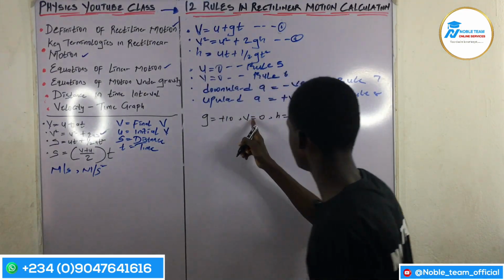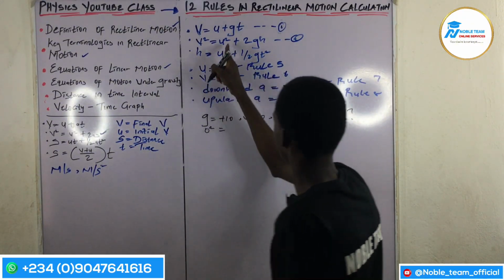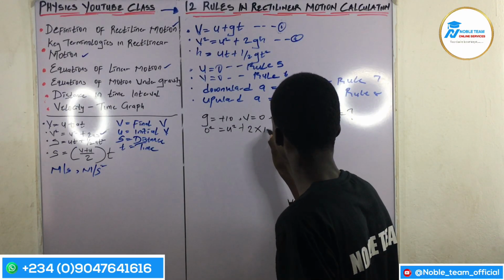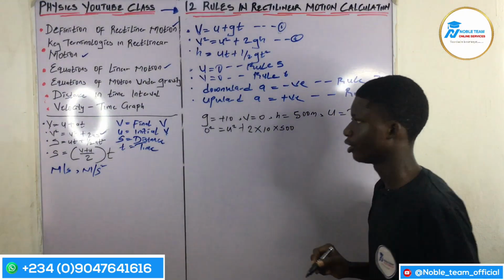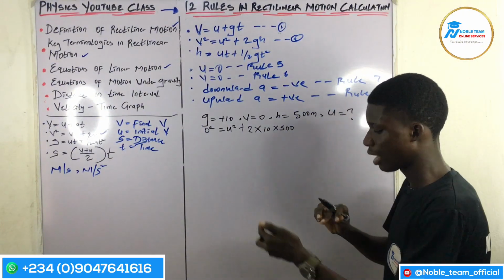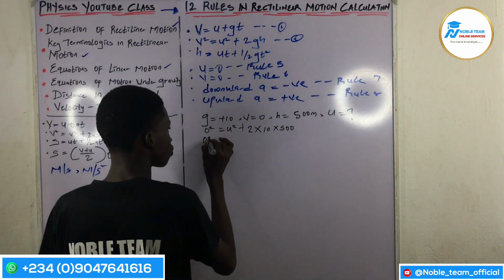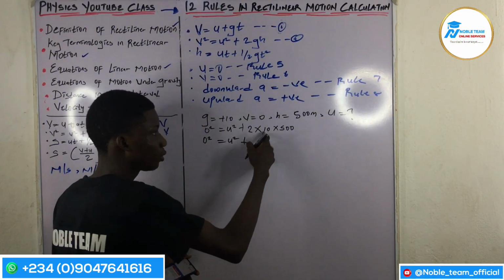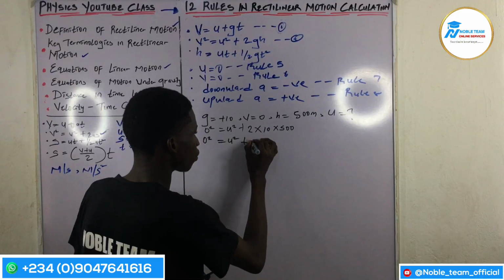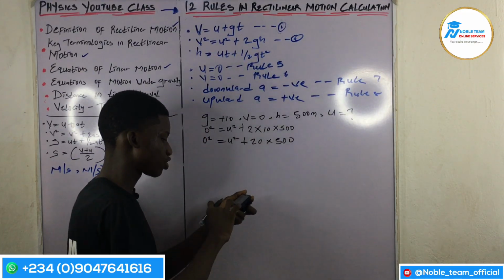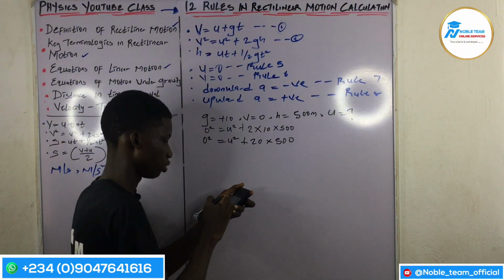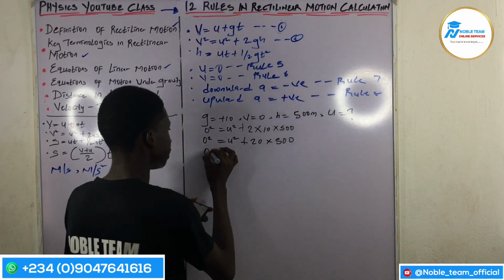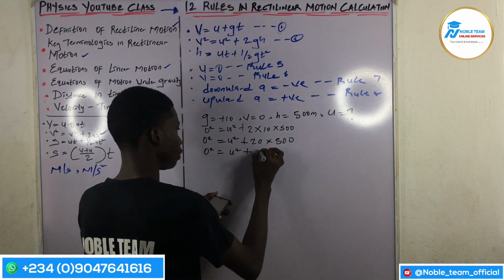Now, substituting, our v here is what? 0. Then my u, we are looking for it. Then, plus 2 multiplied by 10 multiplied by 500. Do you understand? Multiplied by what? 500. Now let's substitute. We have 0 squared is now equal to u squared plus 2 times 10, which is what? 2 times 10 is 20, multiplied by 500. 20 multiplied by 500 is what? 10,000, which is u squared plus 10,000.